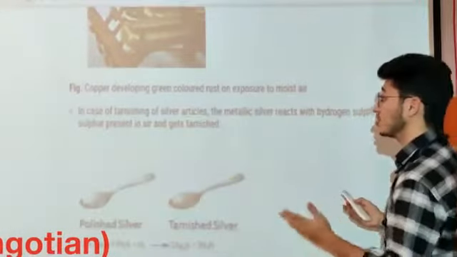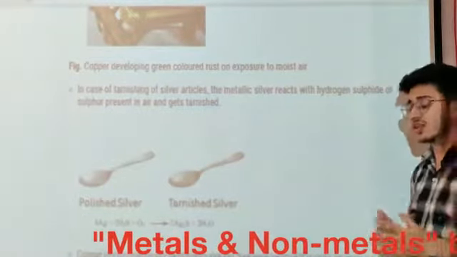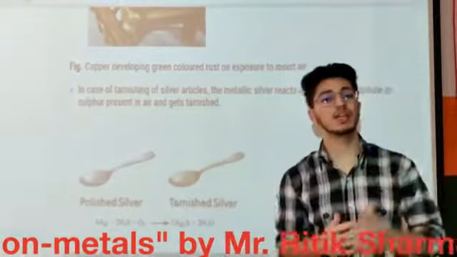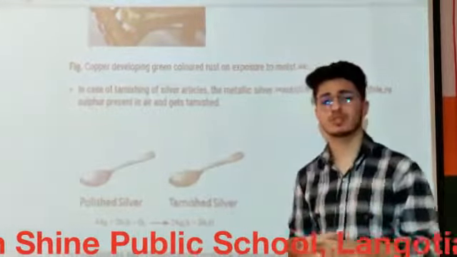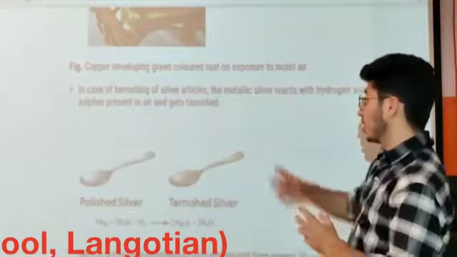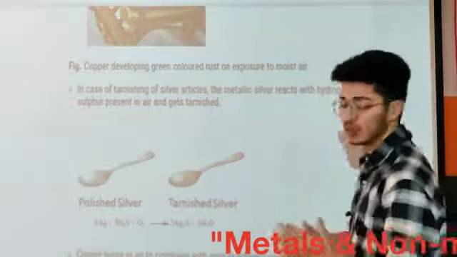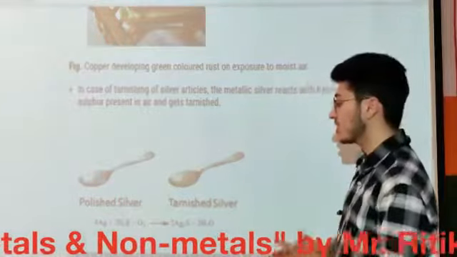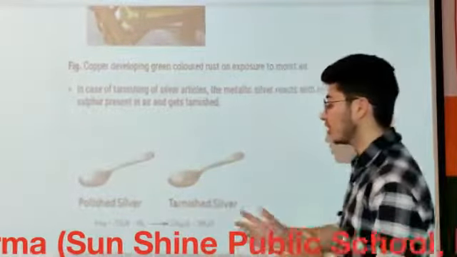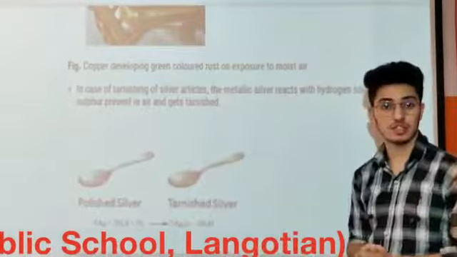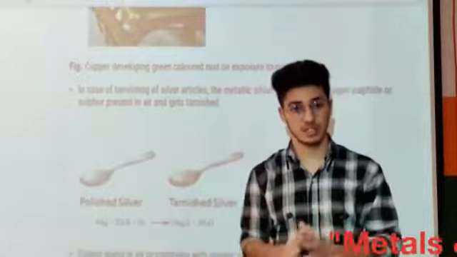Also in case of tarnishing of silver articles, like I said, if someone in your house is wearing a silver ring, it develops a blackish coating over it after some regular use. So what actually happens? The metallic silver reacts with hydrogen sulfide or sulfur present in air and gets tarnished. Here's the reaction. Silver reacts with hydrogen sulfide and oxygen and gets tarnished. So these were some basic reactions of metal with oxygen.